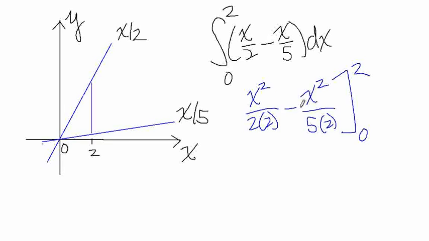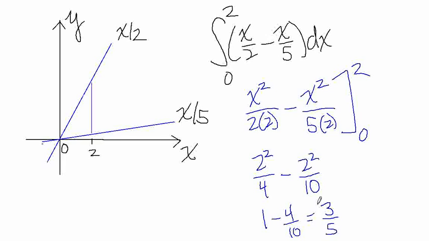So if I evaluate it at 0, I won't get anything. So I only have to evaluate it at 2. So 2 squared over 4 minus 2 squared over 10. So the first one gives 1 minus 4 over 10. So 6/10 or 3/5. All right?